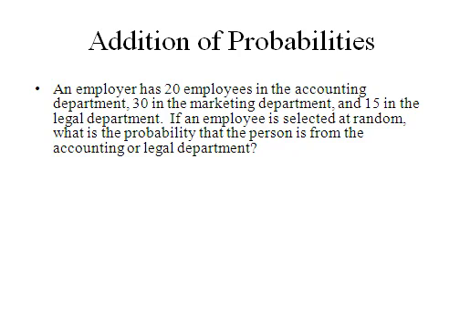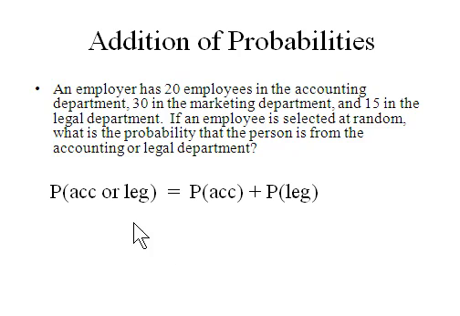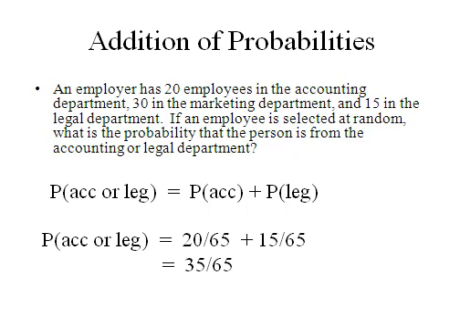Okay, we have the word "or" here. So, the probability of getting an employee from the accounting or legal department. We take the probability of selecting a person from the accounting department plus the probability that the person we would get would be from the legal department. Well, there are 20 employees in accounting, 15 in legal. That gives you a total of 35 employees out of 65.